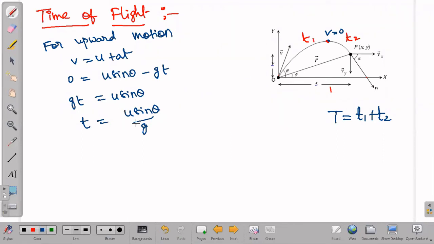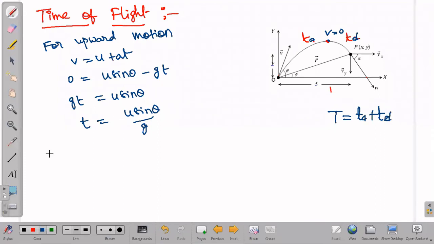How much time it takes to move up, the same time it will take to come down also. So time of ascent will be equal to time of descent. Now if we want to write time of flight, we have the time of ascent plus time of descent. Instead of t1 and t2, I will take ta and td, so that it will be easy for us.